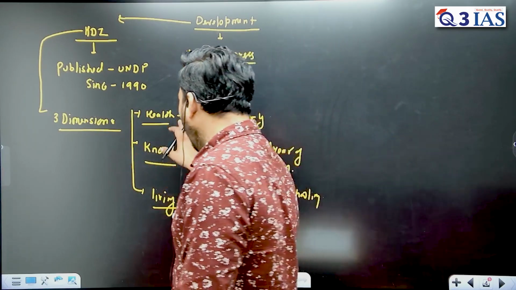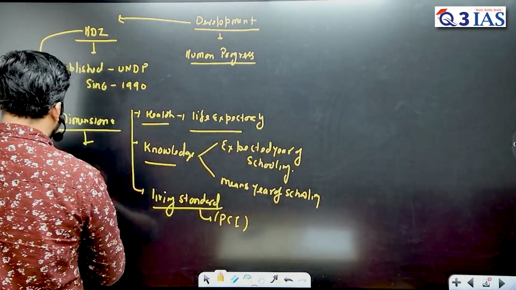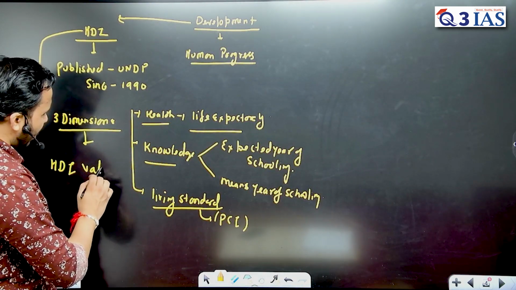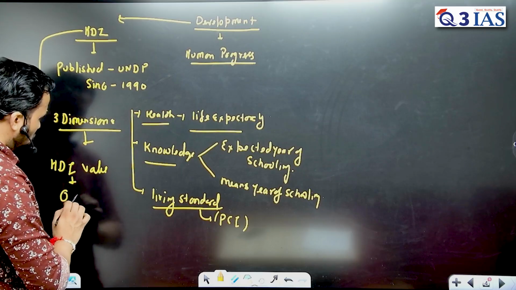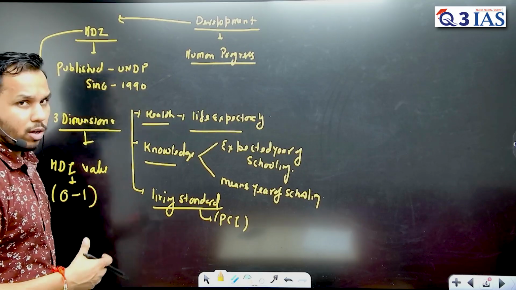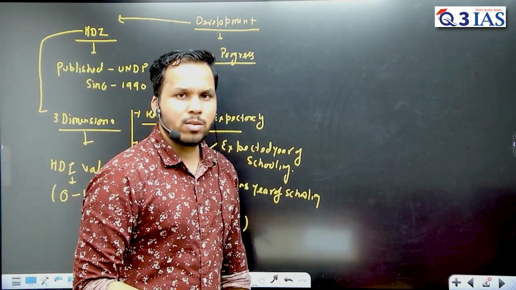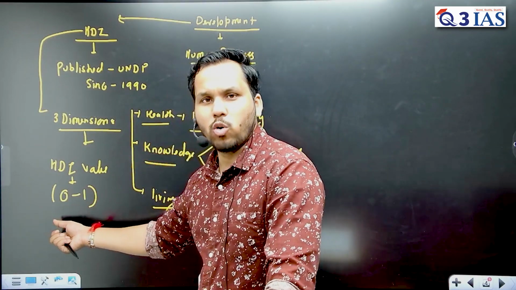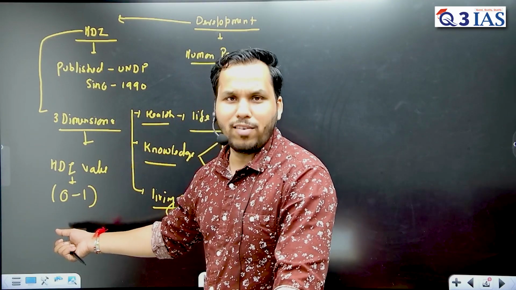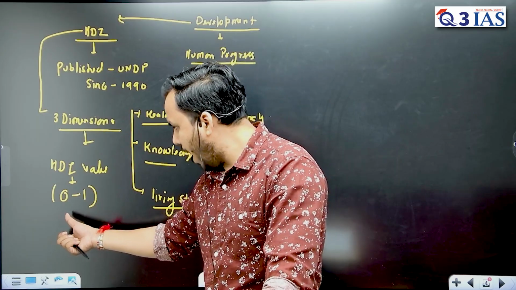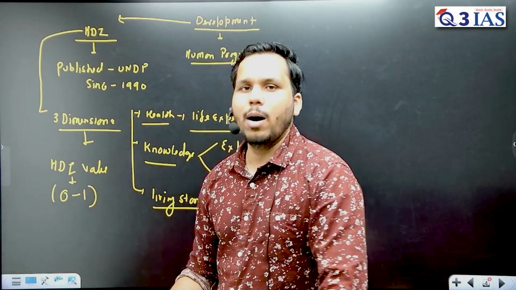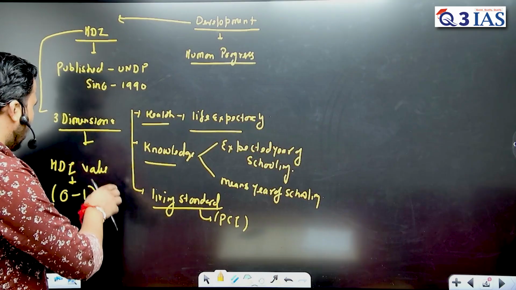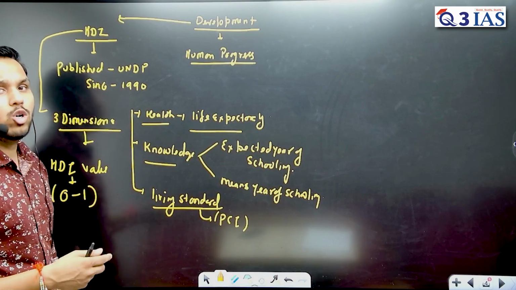And all these dimensions have some HDI values, and HDI values generally range between 0 to 1. There is a score system. It means if your score is heading towards 0, you are not developing. If your score is heading towards 1, you are a better developed country. HDI value ranges between 0 to 1.